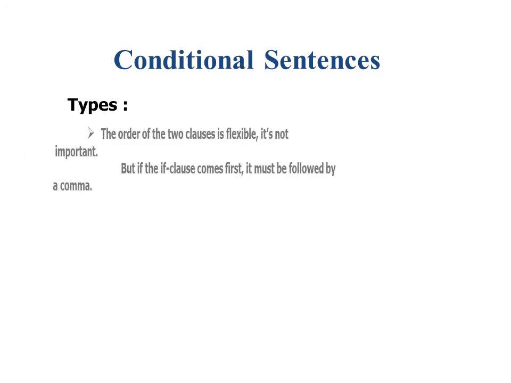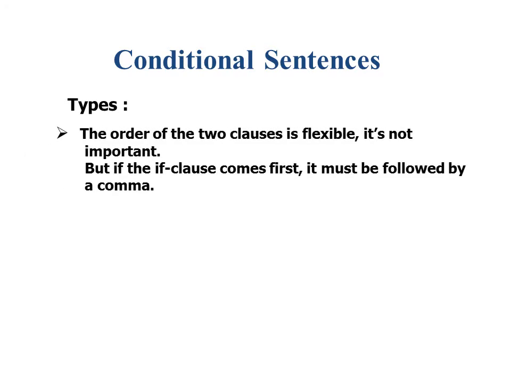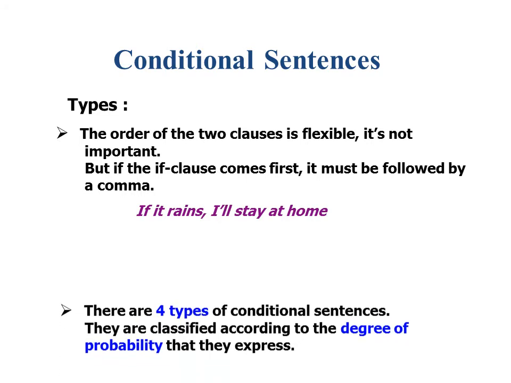Okay, today, the order of the 2 clauses is flexible. It's not important, but if the if clause comes first, it must be followed by a comma. If it rains, I'll stay at home. If we say this in reverse, we don't need to write the comma. I'll stay at home if it rains, with no comma.